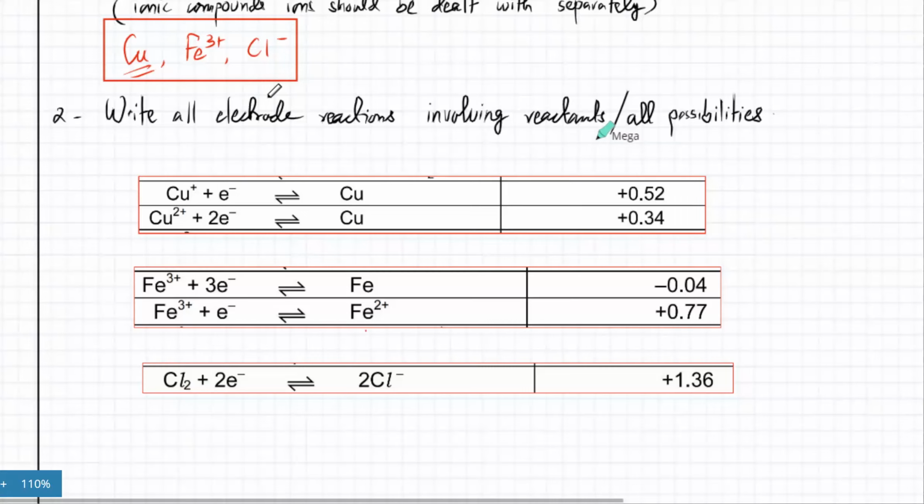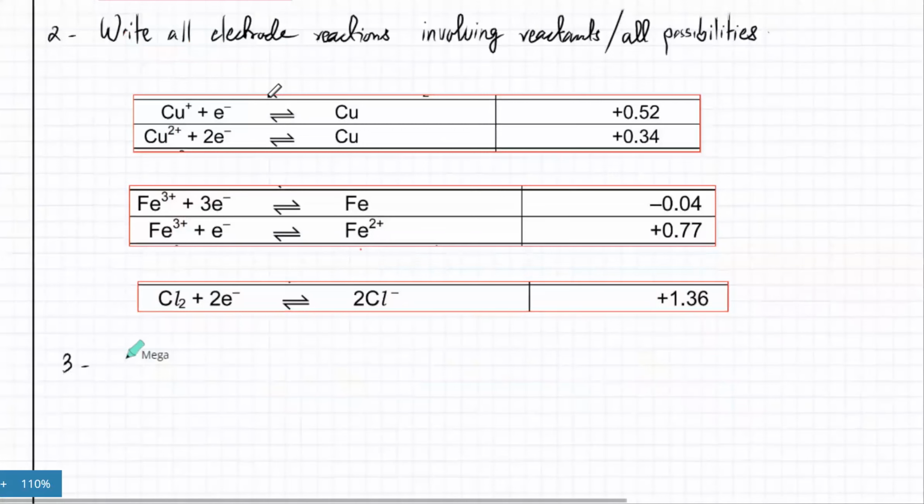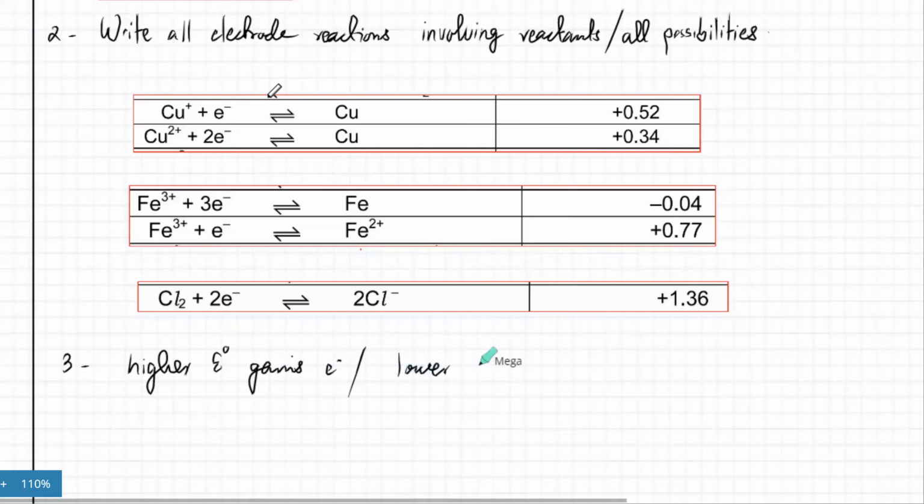Now, the next part is, let's move to part number 3. So I've written down all possible reactions. Point number 3 is, who's going to gain electrons? The highest potential, high E naught, gains electrons and the lower E naught loses electrons. That's it, simple. What we have learned earlier as well. So high E naught gains and lower E naught loses.